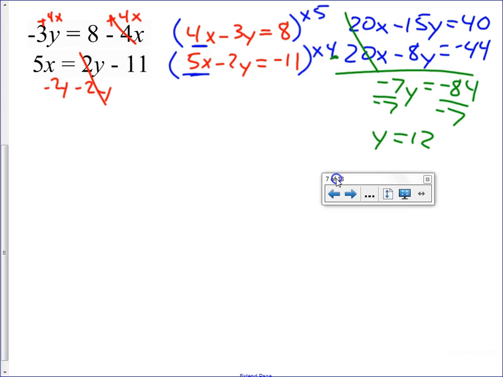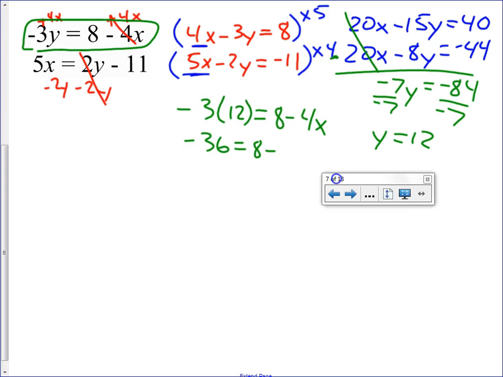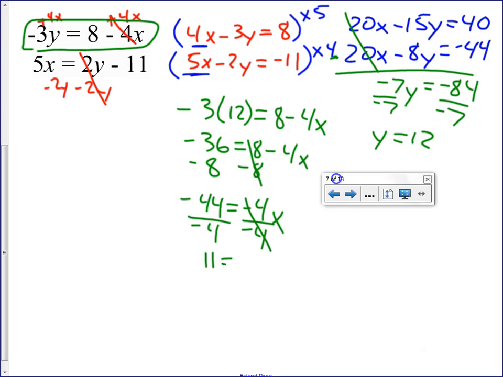Plug it back into one of the equations. I'm going to go with this original one. Negative 3 times 12, negative 36, equals 8 minus 4x. And divide by negative 4 to get x all alone. I get 11 equals x. So my final coordinate will be 11, and my y is 12. 11, 12 is the solution for that system.